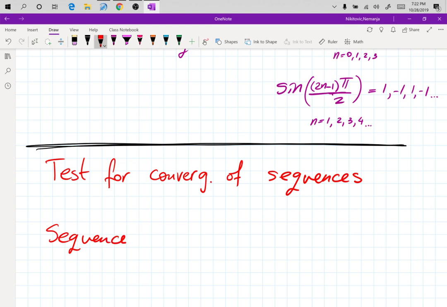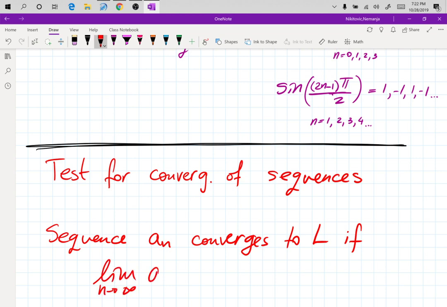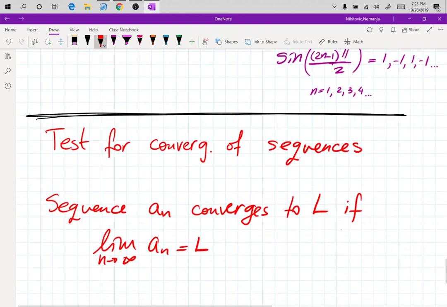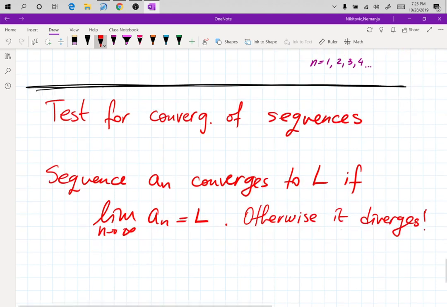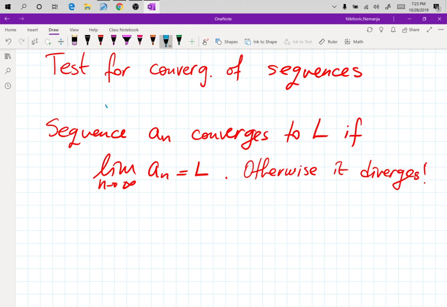Sequence an converges to L if the limit as n goes to infinity of an is L. Otherwise, it diverges. Done deal.